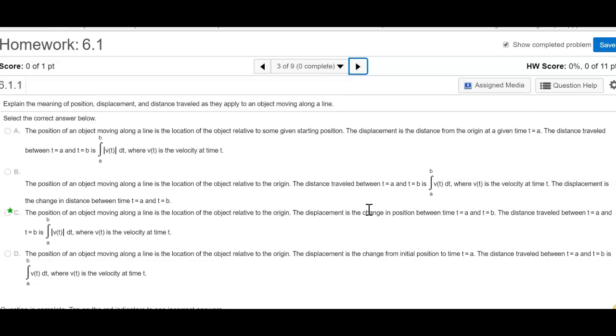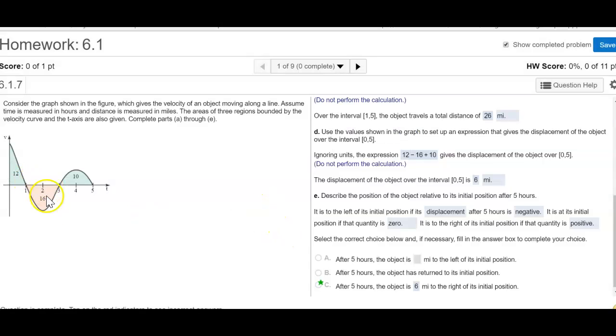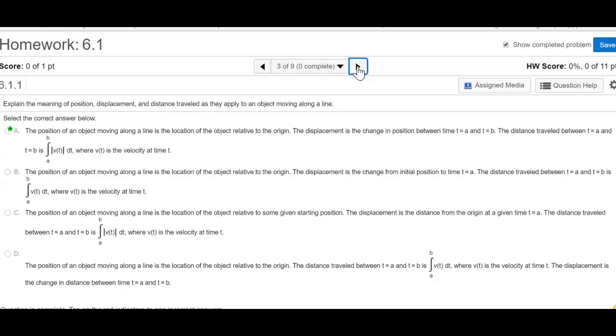So if you're going to find displacement, then you would integrate v(t) over that region. If you want to find distance traveled, that's when you integrate absolute value. It's like going back to this question, and if we wanted total distance traveled, we would add the 12, the 16, and the 10, whereas displacement, you don't integrate with absolute value. You add the values as they are. You do 12 minus 16 plus 10. So that's the difference between displacement and total distance traveled.